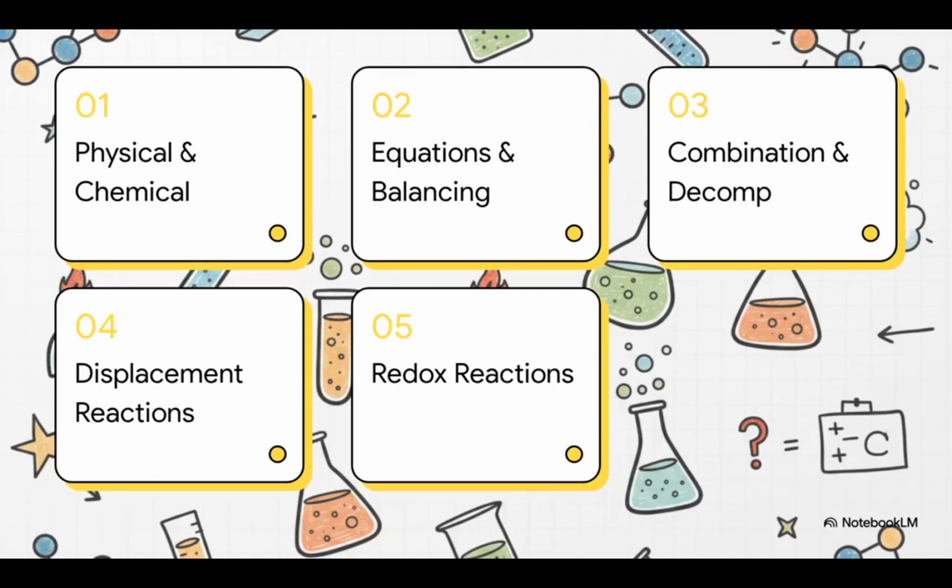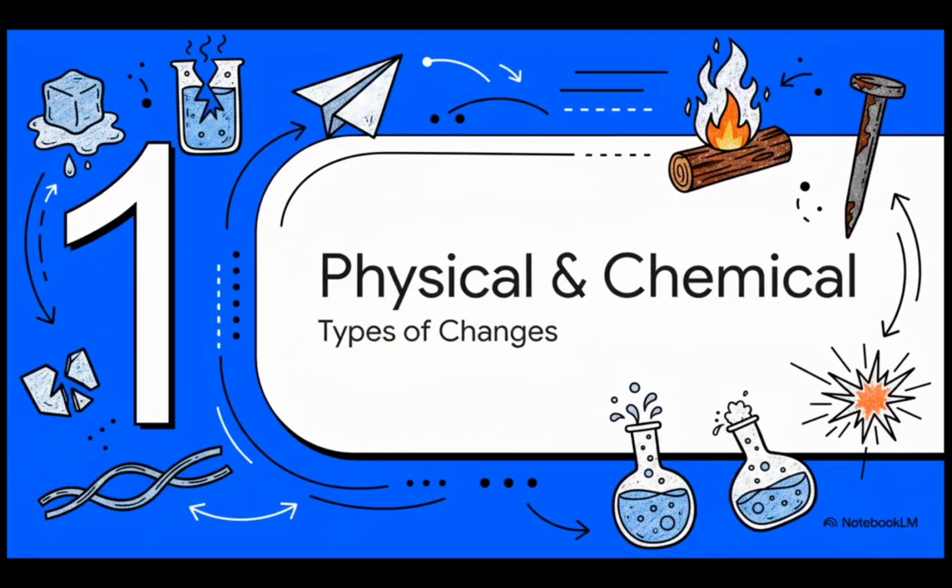We are going to hit physical and chemical changes, equations and balancing, combination and decomposition, displacement reactions, and finally, redox reactions. Short, sweet, and to the point. Let's go. Section 1. Physical and chemical changes.